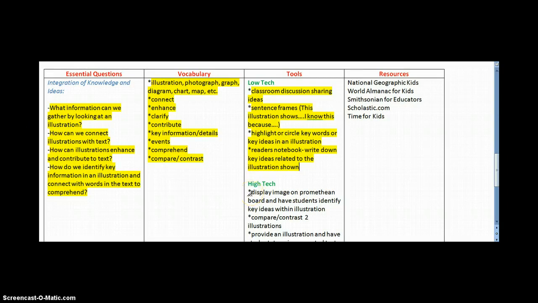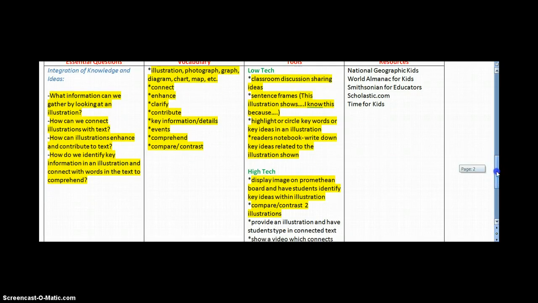And some high-tech tool ideas. Display the image on the Promethean board and have students identify key ideas within the illustration. Perhaps you want to do a verbal compare and contrast of two illustrations. Perhaps you want to display it on the Promethean board and have students discuss or write down a compare and contrast using the two illustrations.